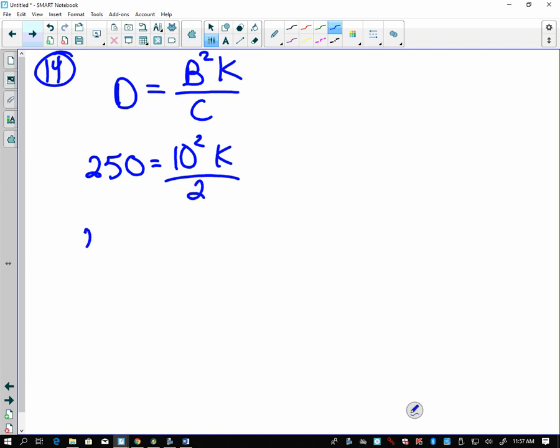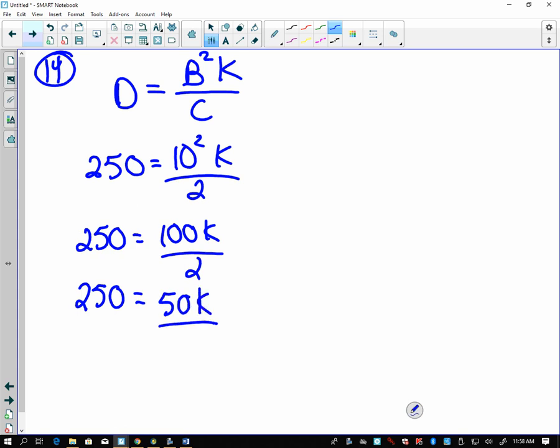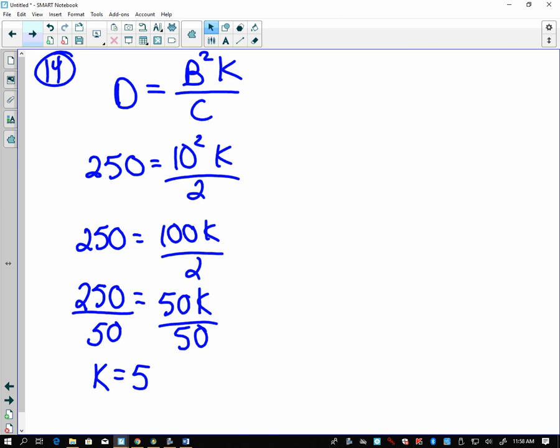So we can simplify this down. We got 100K divided by 2, which would be 250 equals 50K. Divided by 50. We're solving for K first. And let's see, that should be K equals 5. 250 divided by 50 is 5. So we got that. All right, so we know K equals 5. So we're going to come back.